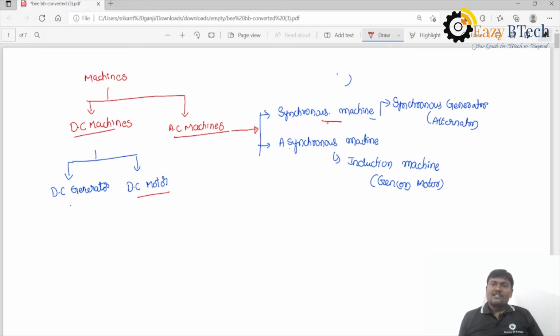In synchronous machines, we have synchronous generator and synchronous motor. Coming to asynchronous machine, we have induction machine, that is induction generator and induction motor also. So one more topic is there in electrical machines, that is transformer.